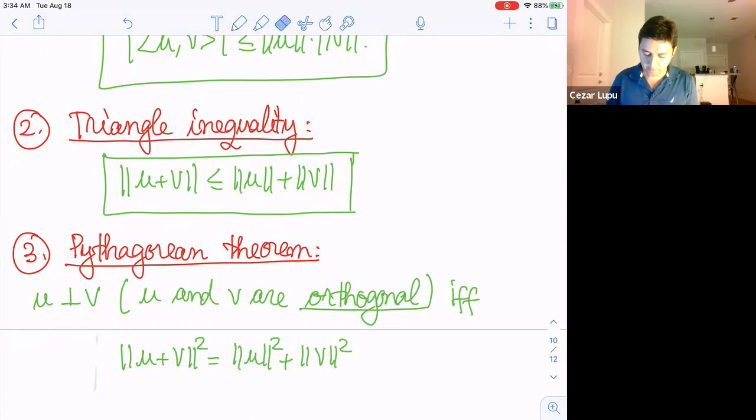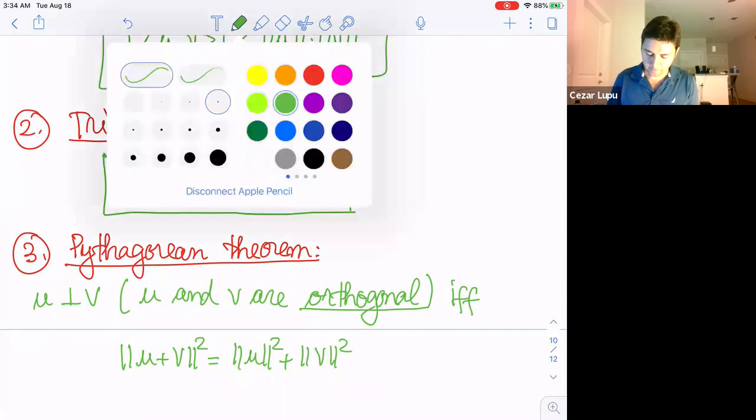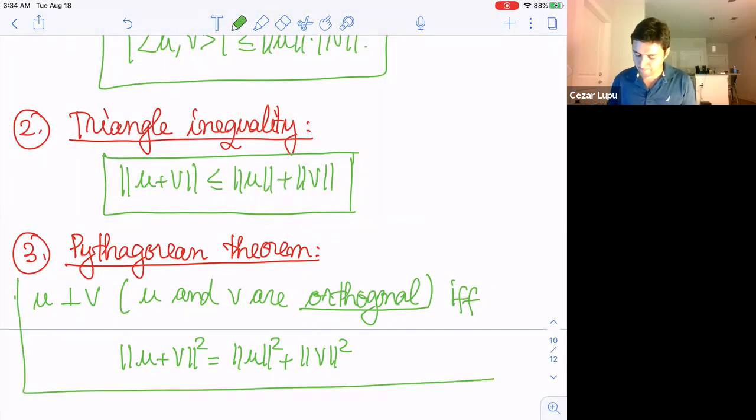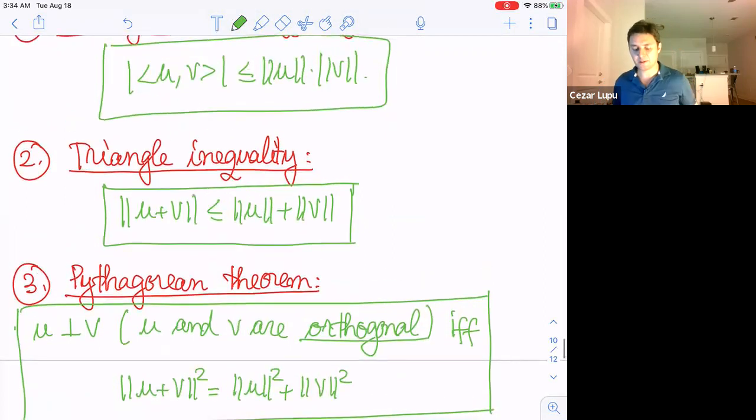All right, so these are the three results that we need to know: the Cauchy-Schwarz inequality, the triangle inequality, and the Pythagorean theorem. Keep in mind that for the Pythagorean theorem to hold true, those two vectors must be orthogonal. In other words, their inner product is 0.